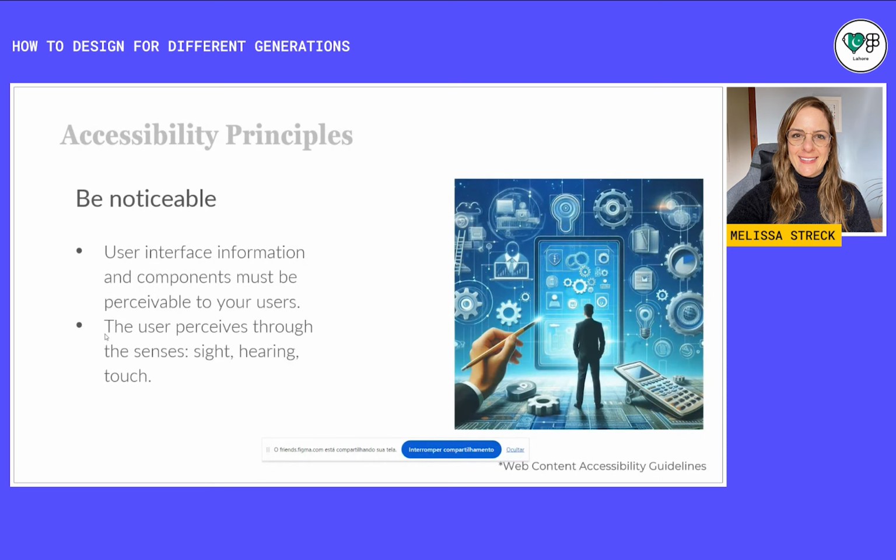So let's talk about the first one, be noticeable. User interface information and components must be perceivable to all the users. So the users perceive through the senses: sight, hearing, touch, no matter the kind of interface that we are providing. If it's a visual interface or a voice interface, it should be noticeable. The user should be able to notice the interaction that the interface is having with them.